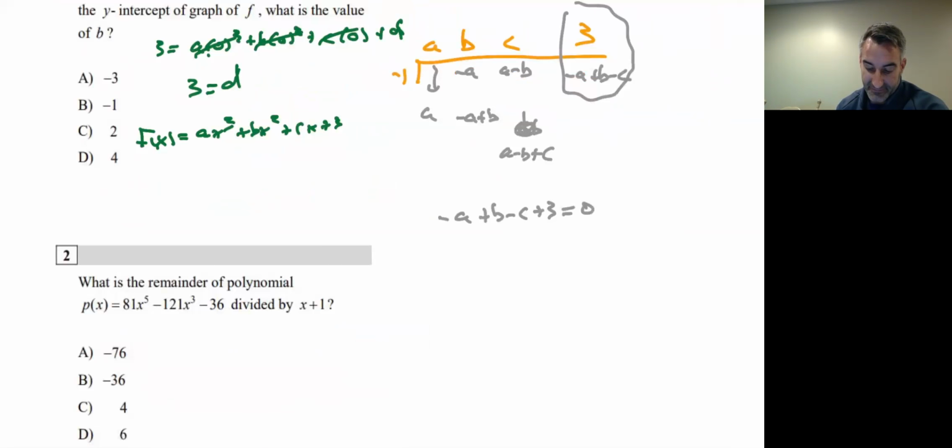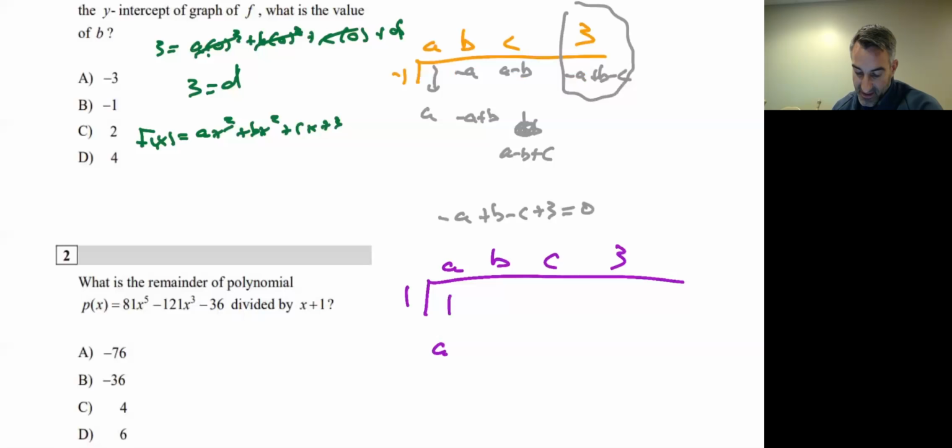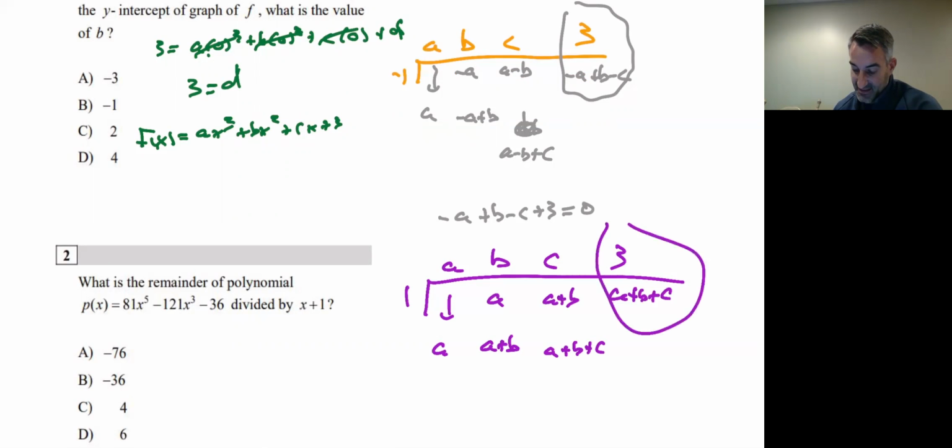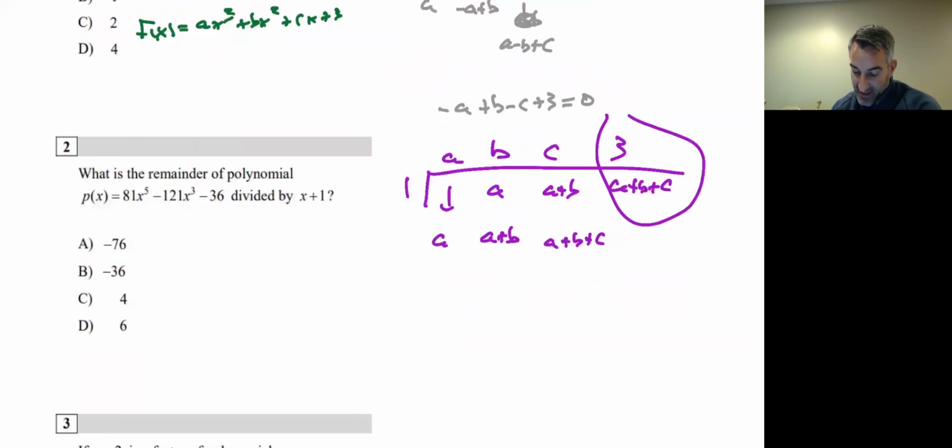Now, I'm going to do the same thing because I know 1 is a root. So a, b, c, 3. Bring the a down, multiply. A, add a plus b, multiply. A plus b, add a plus b plus c, multiply. A plus b plus c, add. Remember, at the end here, it has to equal 0. So I have a plus b plus c plus 3 equals 0.